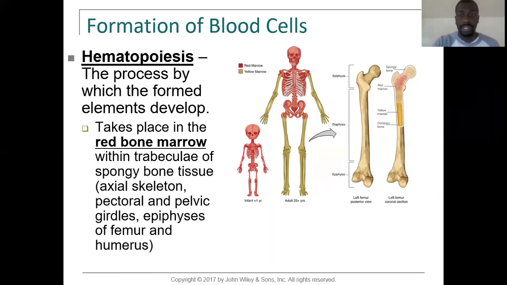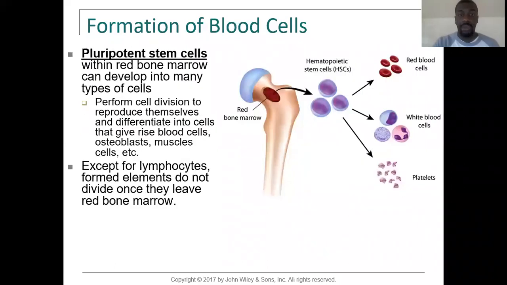This process starts with specific stem cells inside the red bone marrow called pluripotent stem cells. Pluripotent stem cells are really cool because they have the ability to develop into multiple different types of cells. As they undergo cell division, sometimes they'll develop into new blood cells, sometimes into osteoblasts, and sometimes into new muscle cells. But specifically here, we're looking at how these pluripotent stem cells eventually produce new red blood cells.